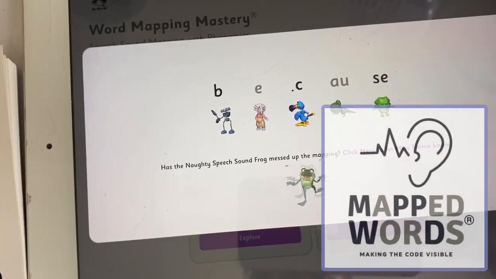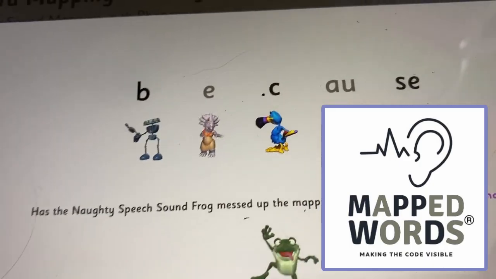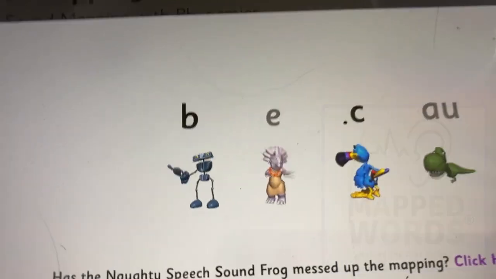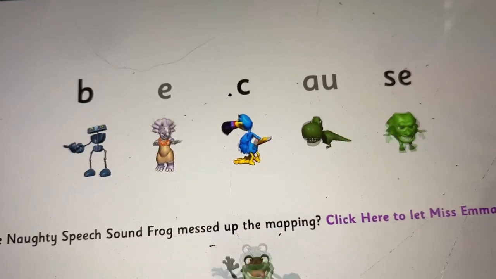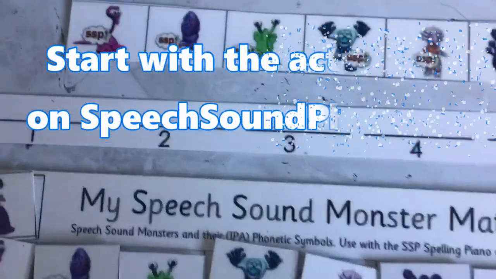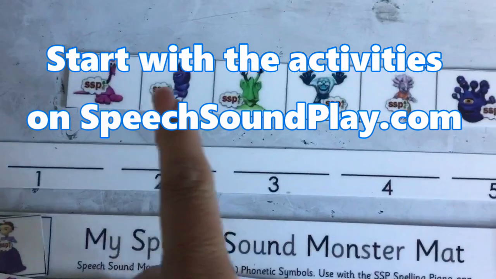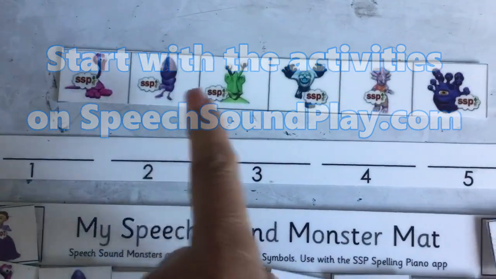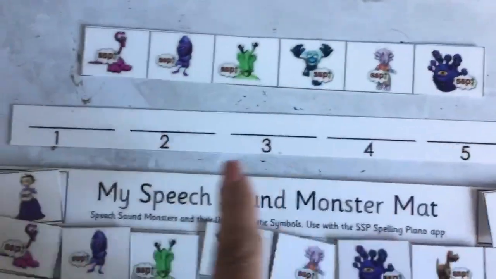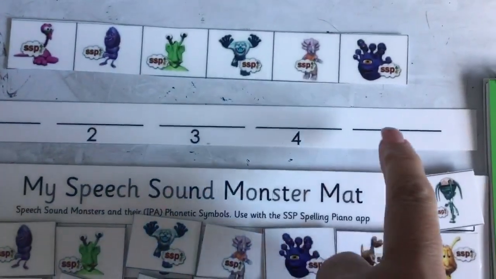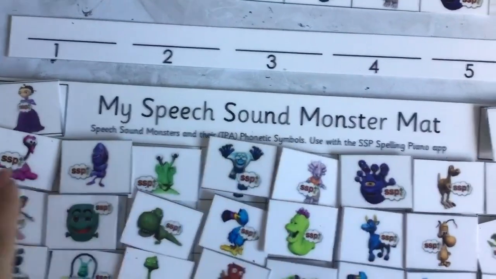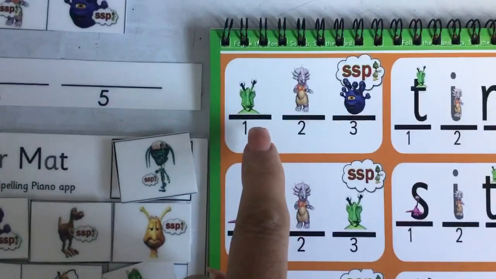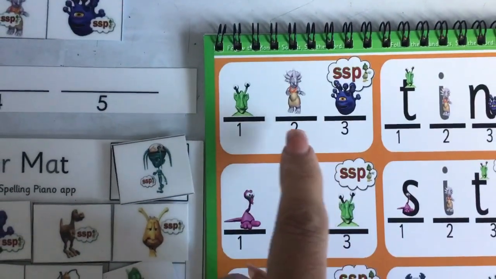So let's use mapped words, because the monsters show the speech sounds and the black and grey code mapping shows the graphemes, the letters that go together. To make it easy at the beginning, let's just start off with monsters. Building words, we could do five sound words. We're just going to do these monsters to start off with. So we could follow the monster sounds to say the word, just thinking about the sounds.